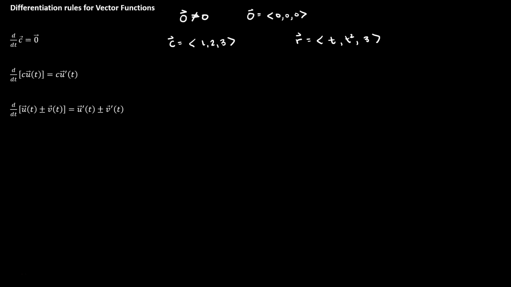It also works for the difference between two vector functions. It's not only true for addition, it's true for subtraction as well. Next, we have a scalar product. And what I mean by a scalar product is that this f of t is not a vector function, this is a scalar.